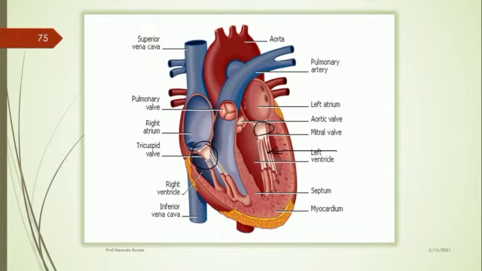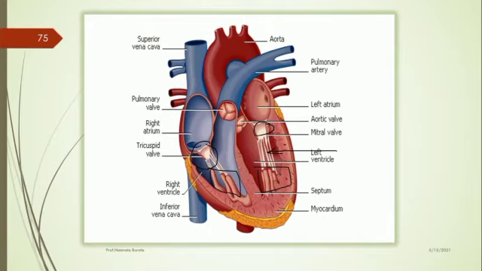The second important one is the papillary muscle. The papillary muscles are the special muscles to which the Chordae Tendineae are attached. The third important one is the columnae carneae.